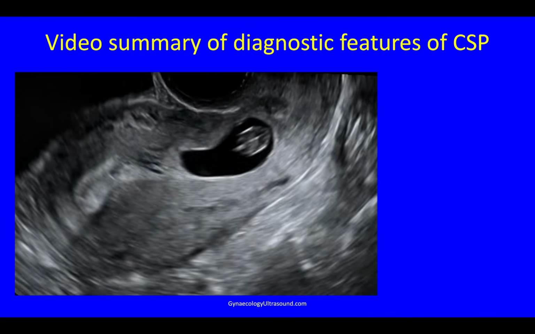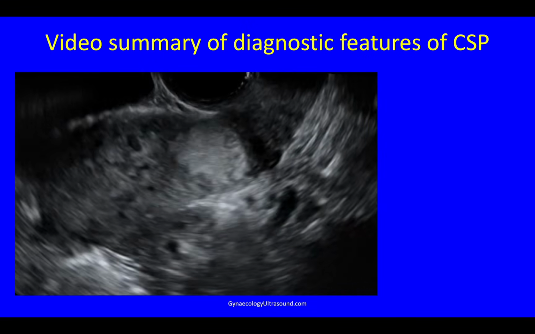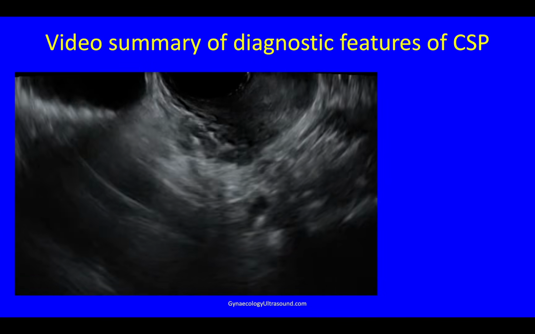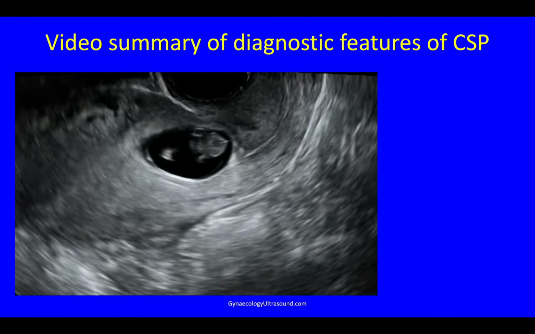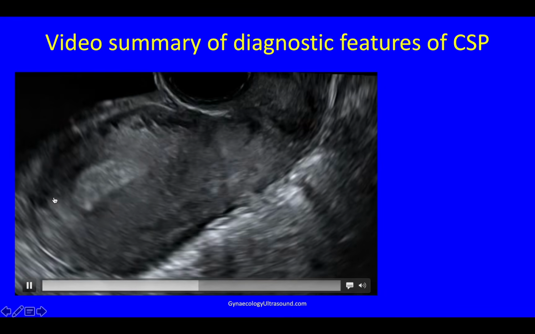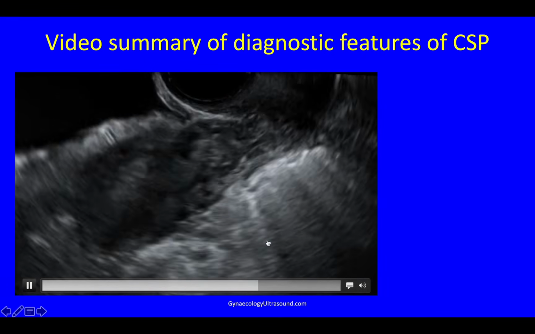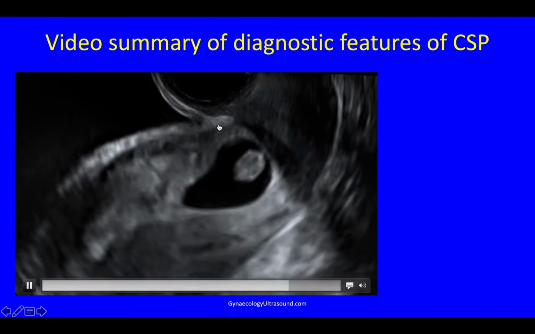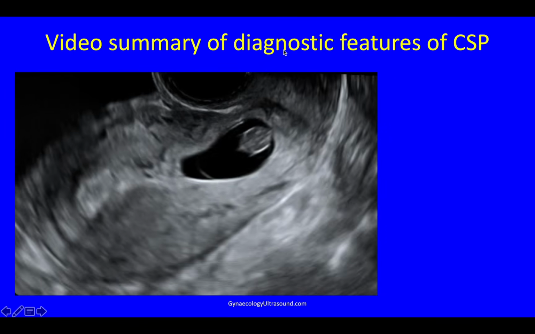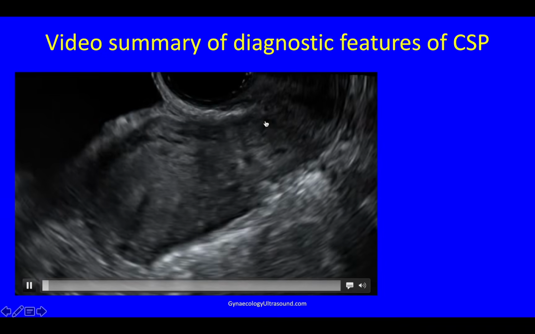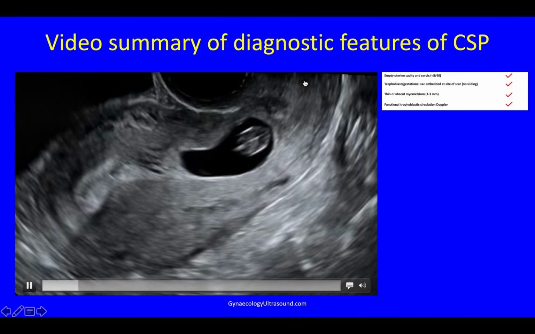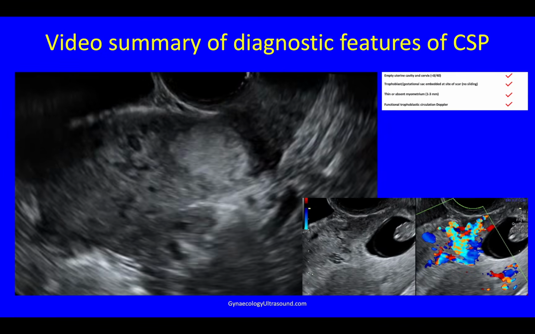And in this video summary again, these diagnostic features are demonstrated. So you can see that the cervix is empty just there. You can see the endometrial cavity is empty. And there's this low implanted pregnancy in the niche. You can see as I very gently press that there's no movement, that it's embedded there. And that therefore fulfills these 4 criteria.